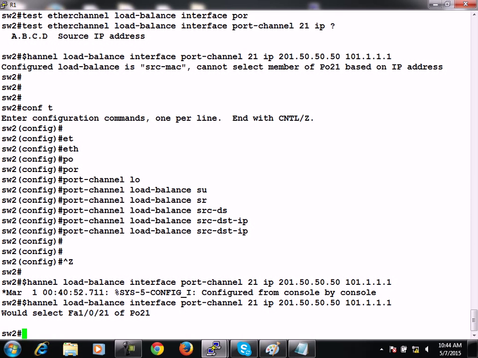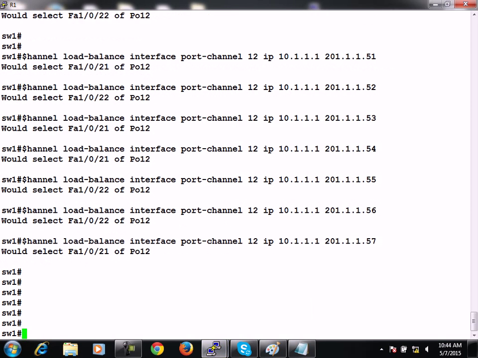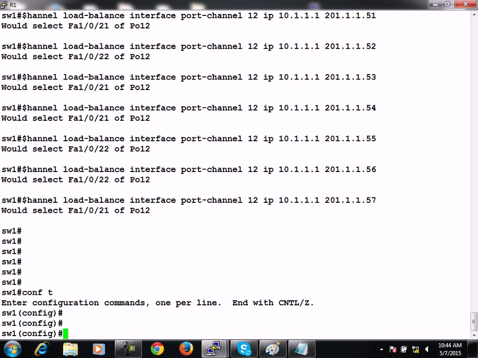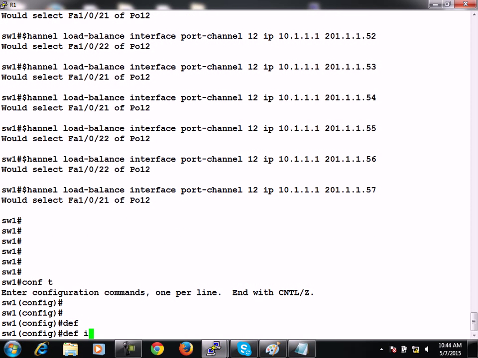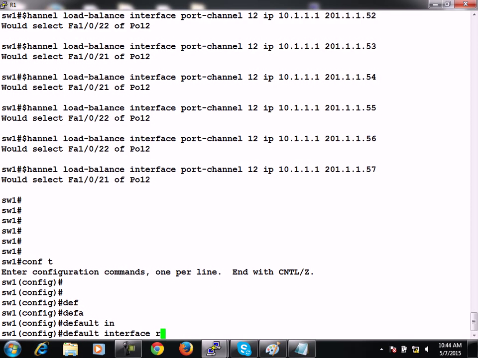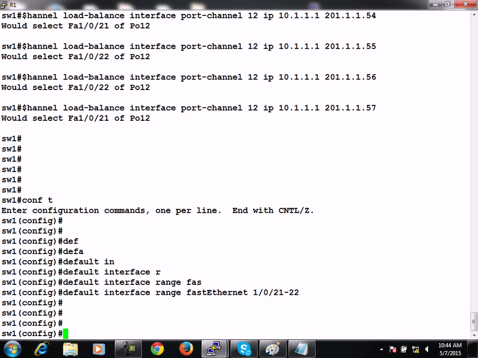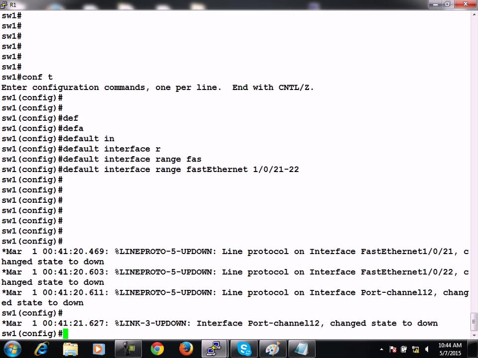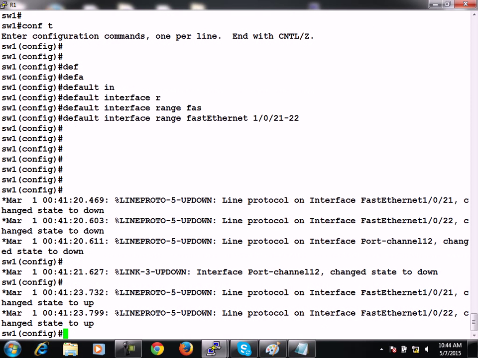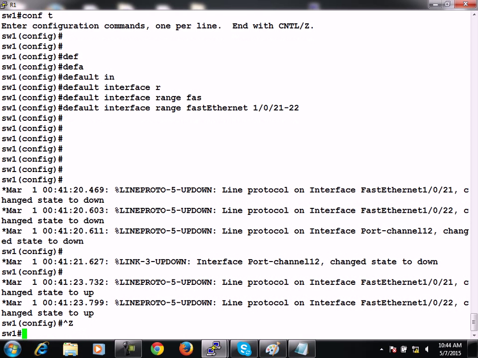In this way you can configure PAgP, and then after we can also go for LACP. If you want to know how to configure LACP, it is really simple, as you learned during CCNP as well. What can we do? Default interface range FastEthernet 1/0/21-22, right? And then after configuring these interfaces in their default state, I will say no interface, because the port channel will still be there.